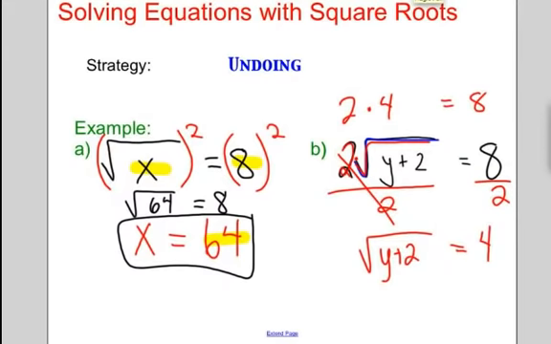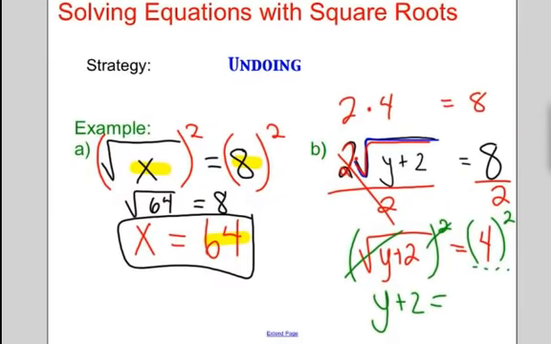So now I'm going to undo the square root because I have the square root alone. So I'm going to undo the square root by squaring both sides. That is the way to undo square rooting. I am left with y plus 2 on the left. It just cancels that out. It's kind of like making a big 1. And I get 4 squared on the right. But that's equal to 16.